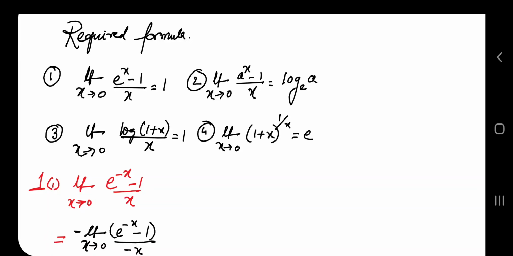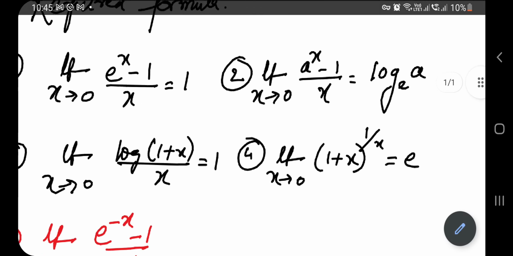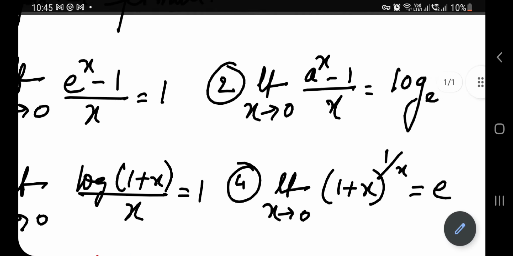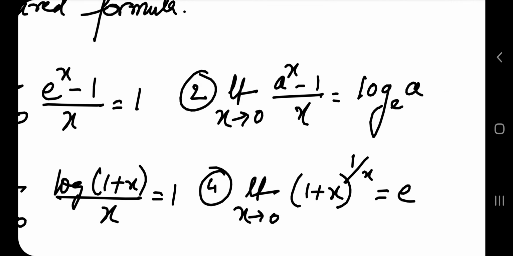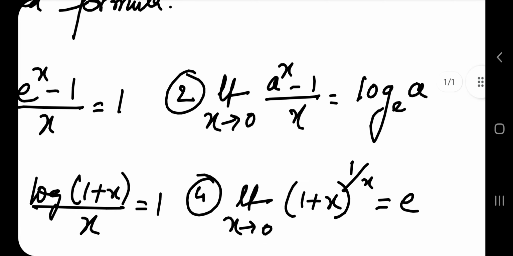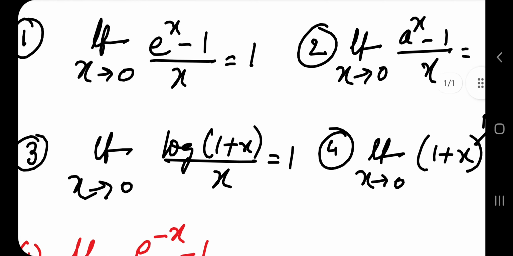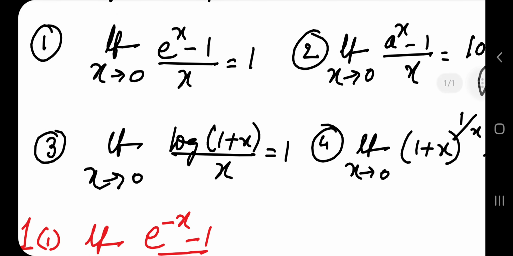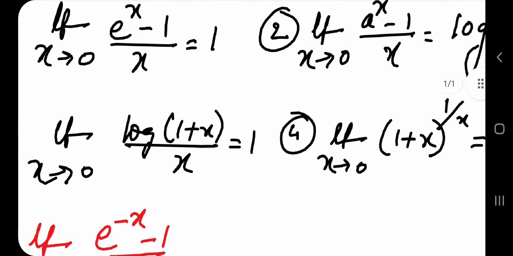These are the required formulas. Limit x tends to 0, (e^x minus 1) by x is equal to 1. And number 2 is limit x tends to 0, (a^x minus 1) by x is equal to log base a. Now, third formula which we have to use is limit x tends to 0, log(1 plus x) by x, and it is also 1.